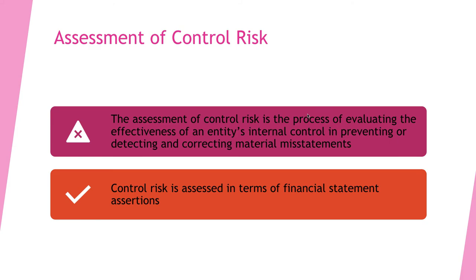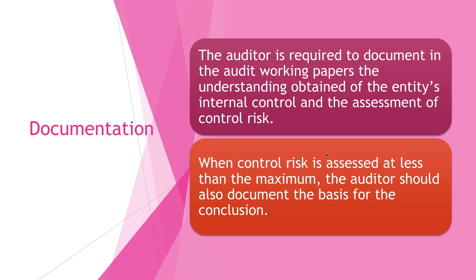So assessment of control risk is the process of evaluating the effectiveness of an entity's internal control in PDC, preventing, detecting, and correcting material misstatements. Control risk is assessed in terms of financial statement assertions. Okay? So documentation. The auditor is required to document in the audit working papers the understanding obtained of the entity's internal control and the assessment of control risk. When control risk is assessed at less than the maximum, the auditor should also document the basis for the conclusion.